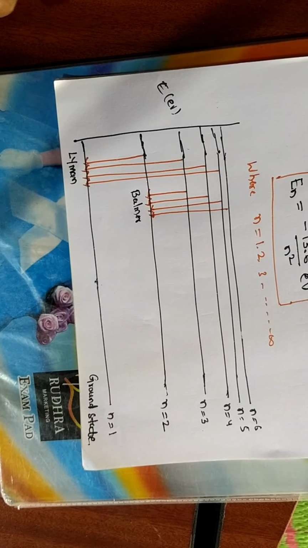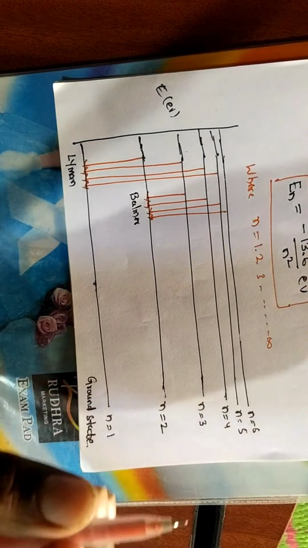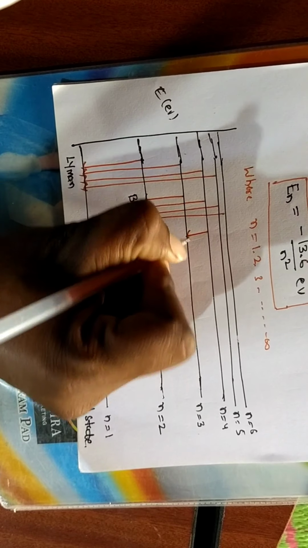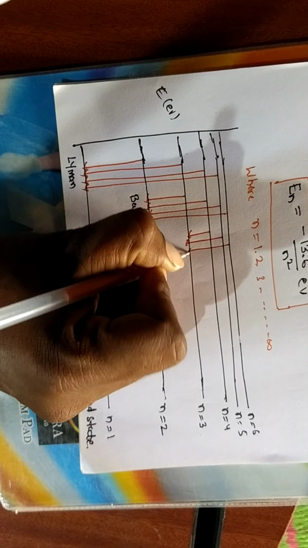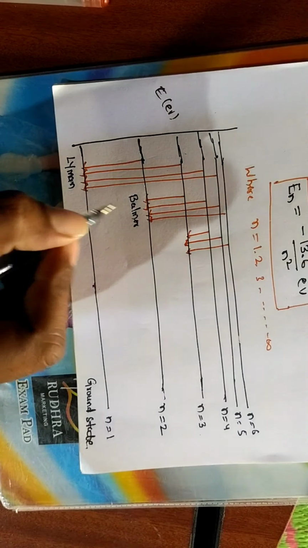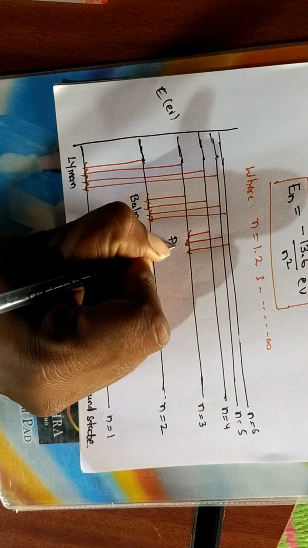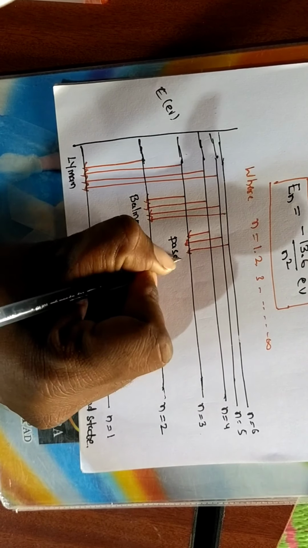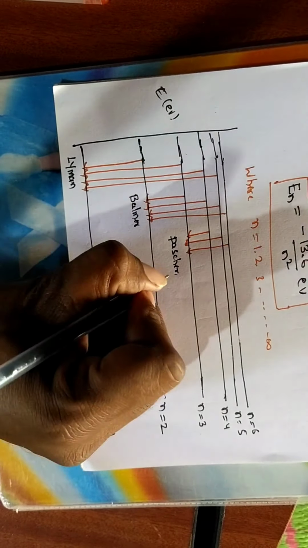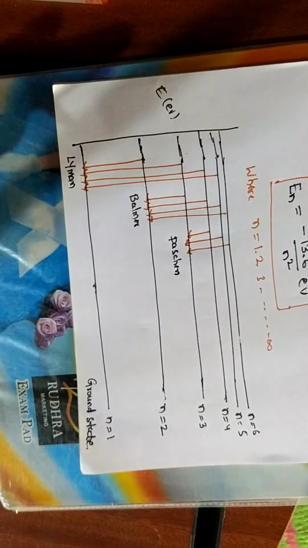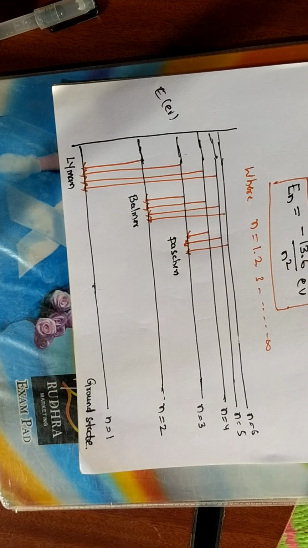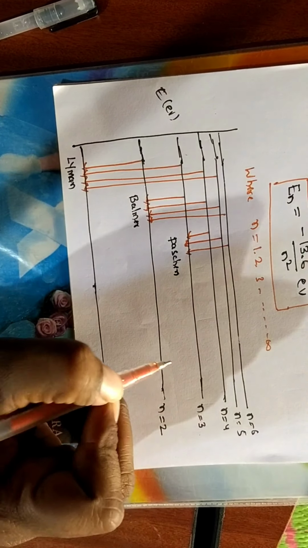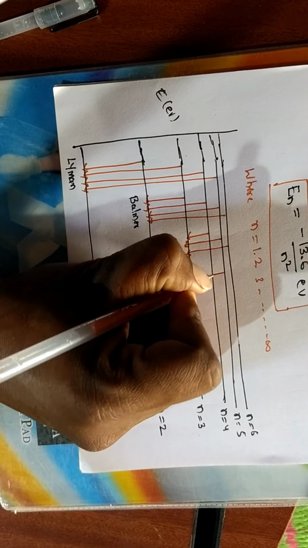Next one, electron transition occurs from a higher orbit to the third orbit: fourth to third, fifth to third, sixth to third. This one is called the Paschen series. Now, the fourth one, electron transition occurs from a higher orbit to the fourth orbit, like this.